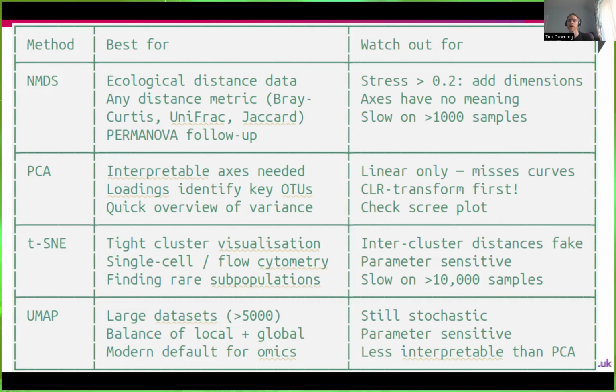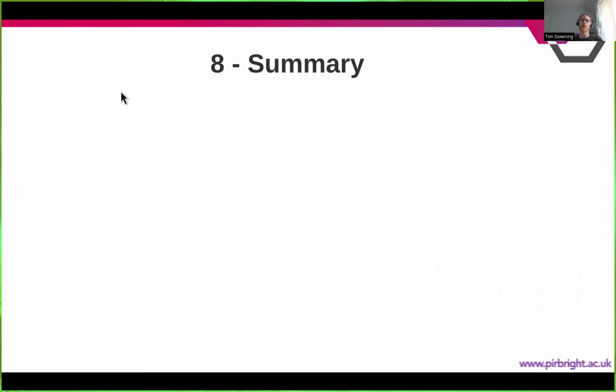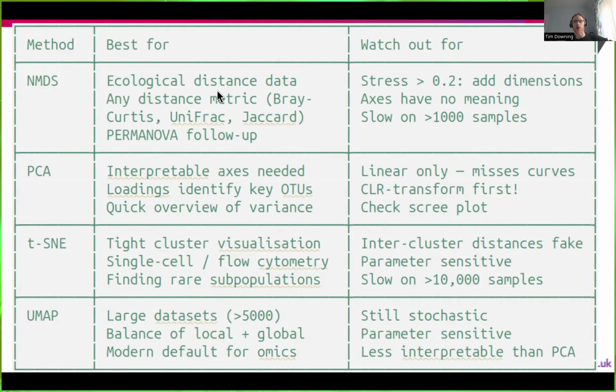So this is a quick summary of these different methods, which we'll talk about more in the demonstration videos. We see that NMDS, non-metric MDS, is very good at looking at ecological data or some heterogeneous data. PERMANOVA can also be a nice way to link formal statistical testing onto that. What we need to consider is the level of stress, how transformed the MDS dimensions are. We can also consider that if we're doing a lot of samples, it can be slow.